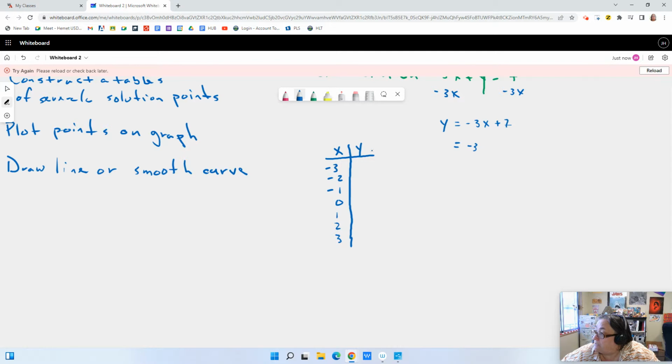So if I have -3x, well, what if I make x -3, right? Plus 7, I would get 9 plus 7, which is 16. So now I have y equals 16 when x is -3. And what does that give me? That gives me a point. I have a point on the graph that's -3, 16. That's what each of these are creating, is a point on the graph.